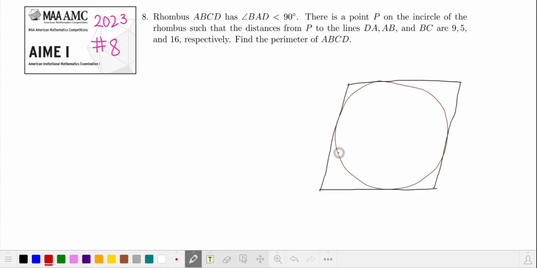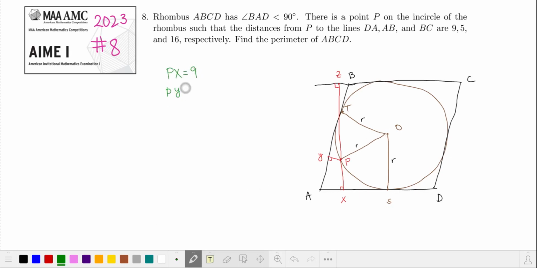We have P is on this inscribed circle. Let's move it down a little bit. And we'll draw these distances to the sides, and we'll label these points X, Y, and Z. We'll make O be the center of our circle, and we'll draw some radii to the points where they're tangent at S and T, and we can draw OP as well. We'll note the distances from P to the three sides here, 9, 5, and 16.